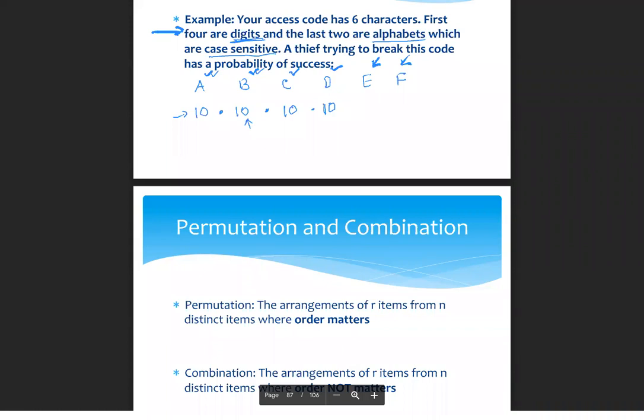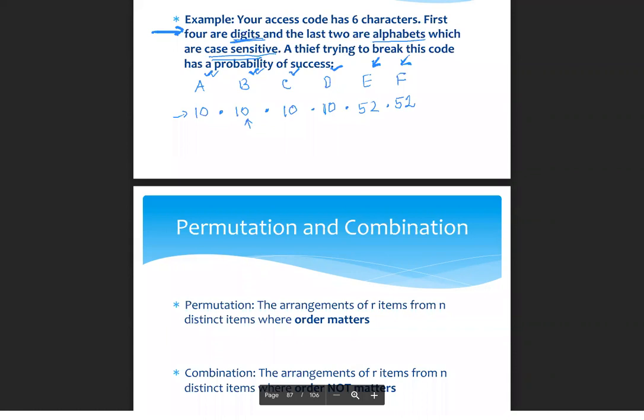Now, E and F, those are going to be alphabets. How many ways can you select E? Not E, event E. So how many different ways can you select an alphabet? 26. Good. But remember, I said it's case sensitive. Times 2. Times 2, which means what? 52. So this could happen in 52 different ways, and the last one could also happen in 52 different ways.